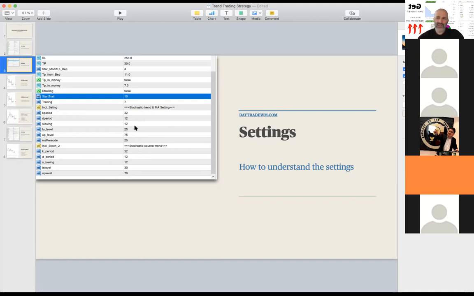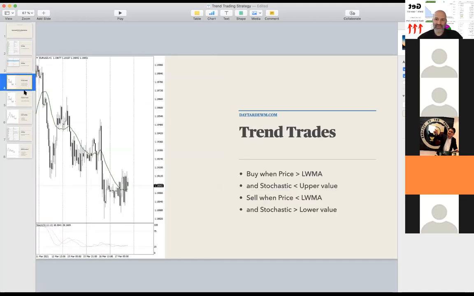So you control the parameters for the trend following with this first part, and you control the parameters for the counter trend with these settings here. Now, just note that MA period is the moving average period. So you can control the period of the MA that you want to use for the trending pairs.